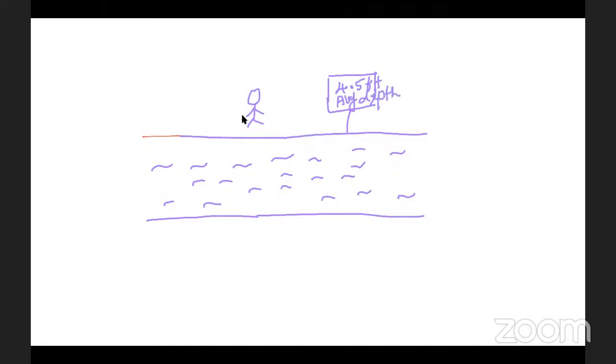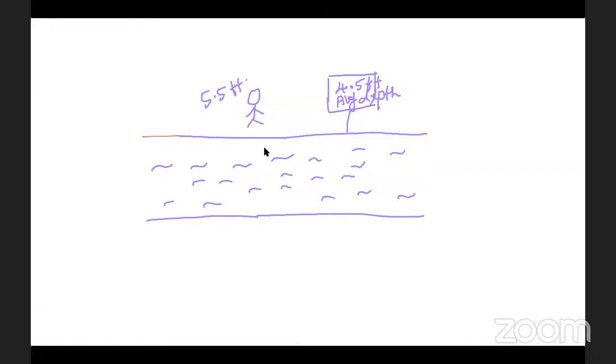And this person is well above this 4.5 feet. Let us say this person is 5.5 feet height. Now this person is thinking whether he can go ahead and cross the river on foot, or he should not cross the river. So that is this person's dilemma.